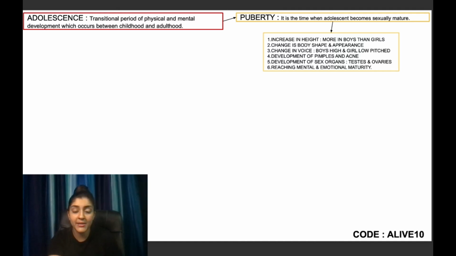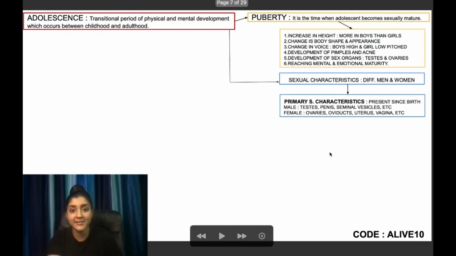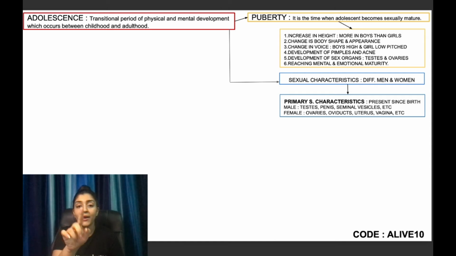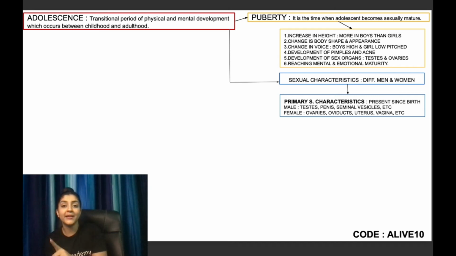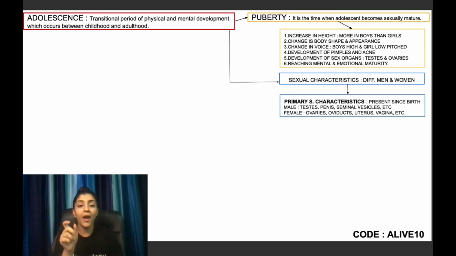Now if I go ahead with my second step, you can see I have made a subsidiary of the pointer adolescence. So if you remember, sexual characteristics is a very important subtopic of this particular chapter that is related to adolescence, right? So sexual characteristics differentiate men and women. So there you have an example of making a keyword for yourself, that DIFF means differentiate for me.